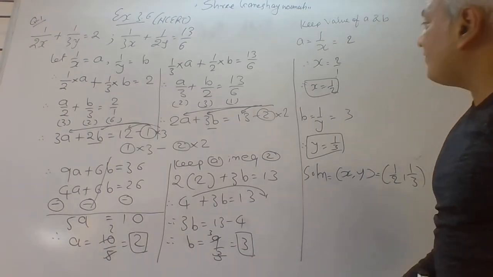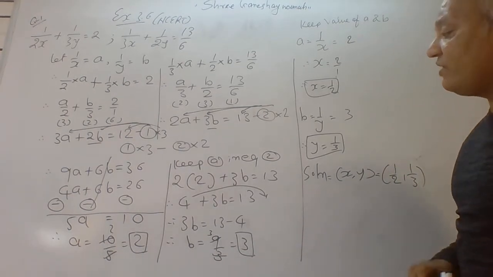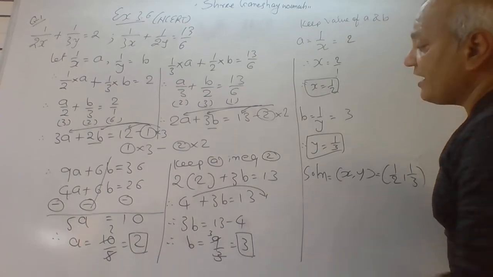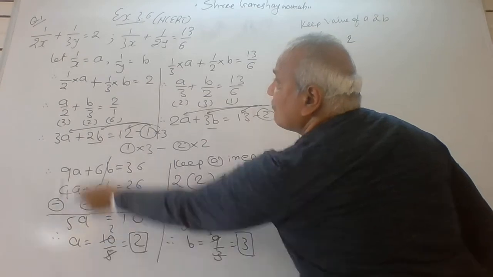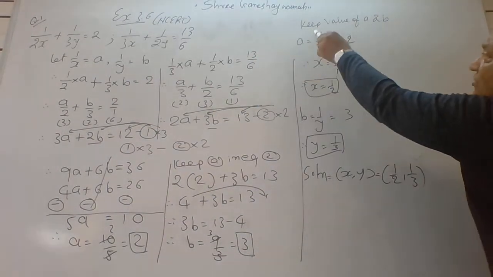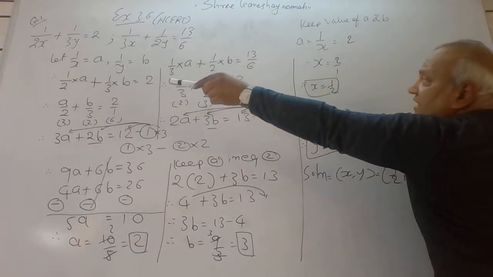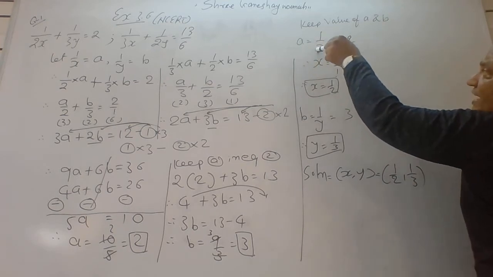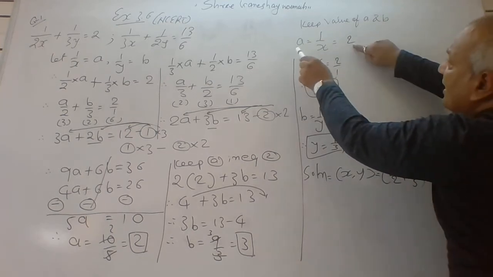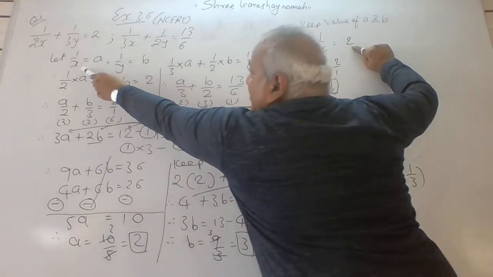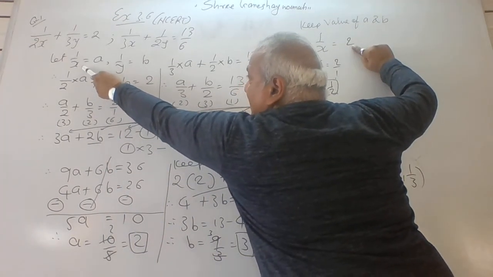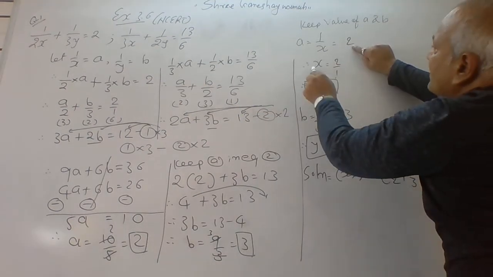Now we need the values of x and y. So how will we get the values of x and y? We have to use the value of a and the value of b. We supposed a is equal to 1 upon x. So a is equal to 1 upon x here. You can see that a is equal to 1 upon x and the value of a is 2. So here I have written a is equal to 2. But what is actually a? A is 1 upon x here. Can you see, friends?